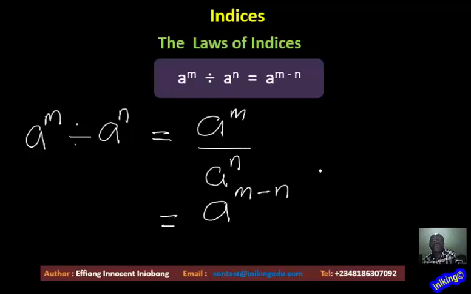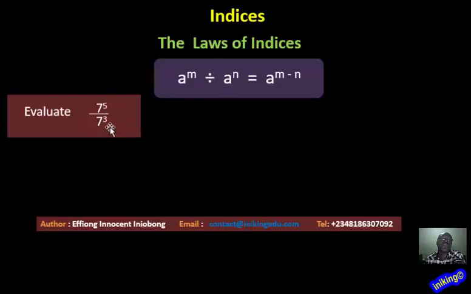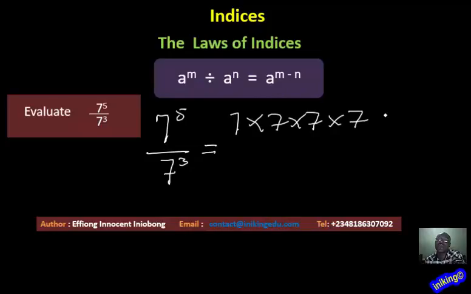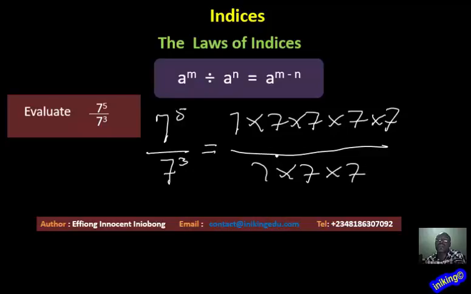Again, let's look at 7 raised to the power of 5 divided by 7 raised to the power of 3. Ordinarily, you will tell me that this is simply 7 times 7 times 7 times 7 times 7, all divided by 7 times 7 times 7. Of course, you say 1, this takes care of that. This 7 takes care of this 7. And we have just 2 of them left. So you can express it that way.